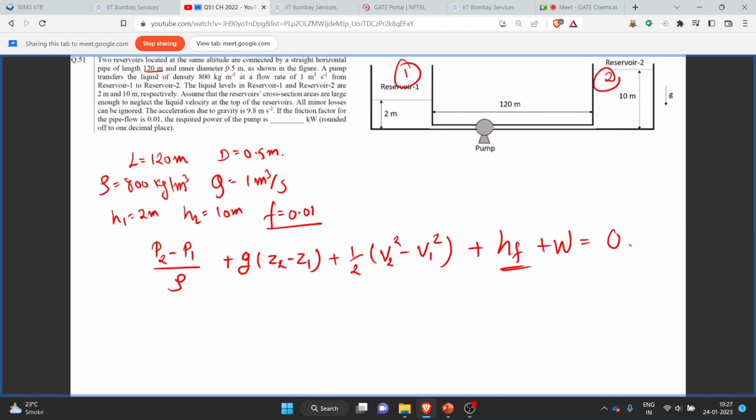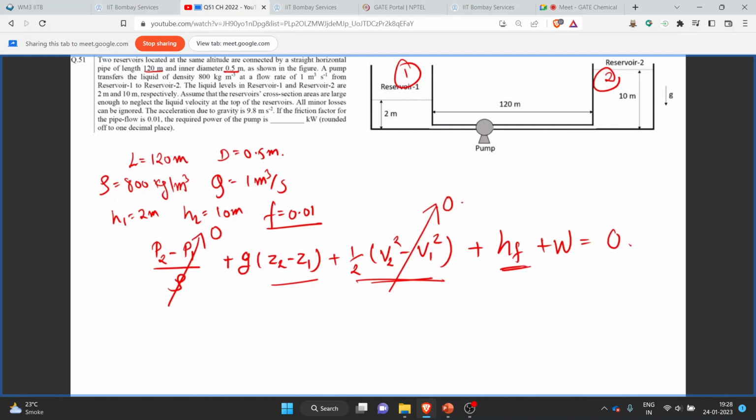Now over here, the inner diameter of the pipe remains constant, that is 0.5 meter. That is, the velocity at both point 1 and 2 will be the same, so we can neglect this term. Also, P2 and P1 are both open to atmosphere, so they will be the same, and we can cancel this first term also, that is P2 minus P1 will be 0. So now we are left with these three terms, and we have to find the power. For that we require the work done.